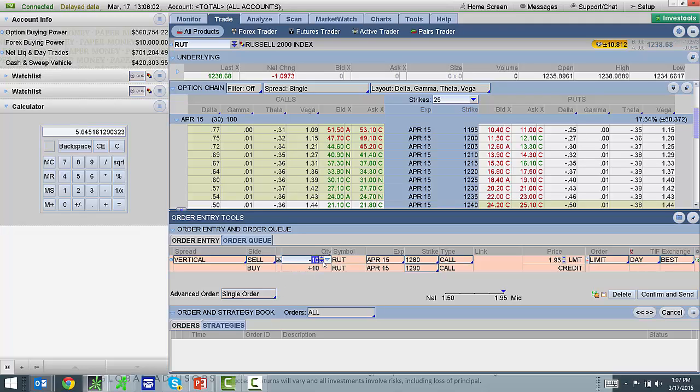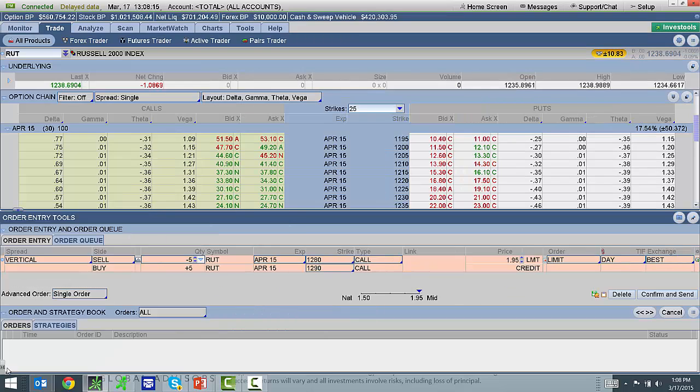Especially as you very first start implementing this strategy, I like to round down, right? No reason to be a cowboy. And if we round down, we're going to sell 5 contracts. I'll go ahead and close this out on the left. So I'm selling 5 contracts for $1.95.